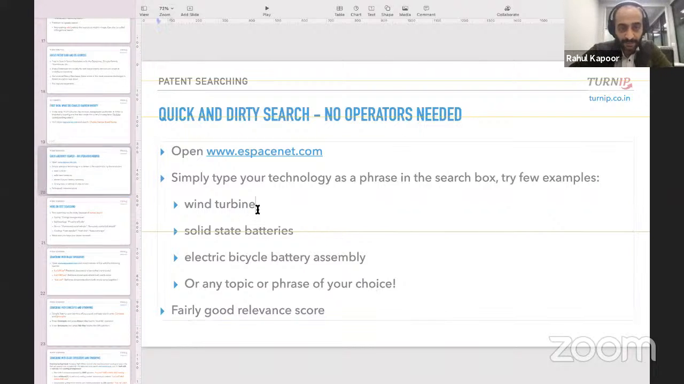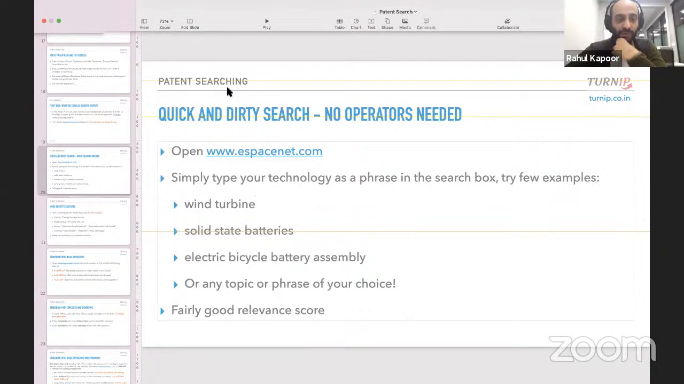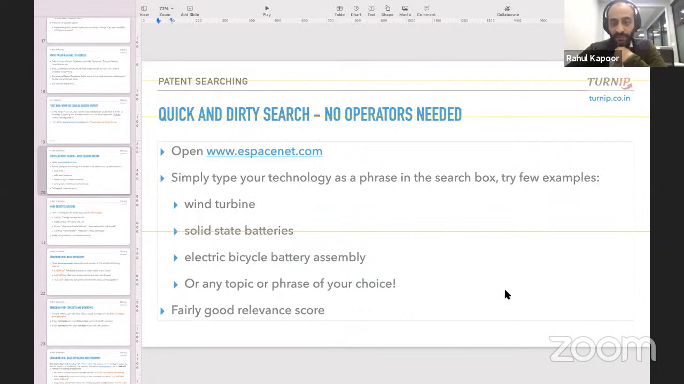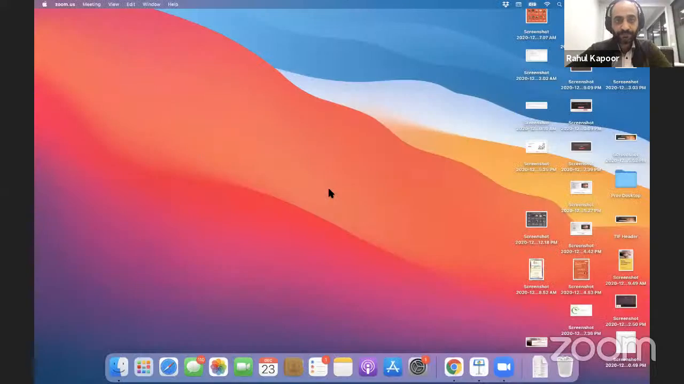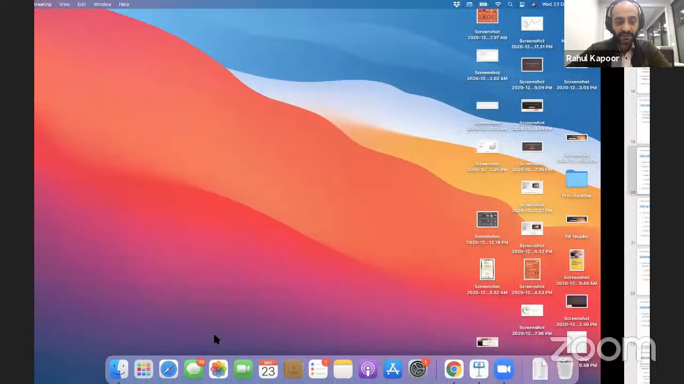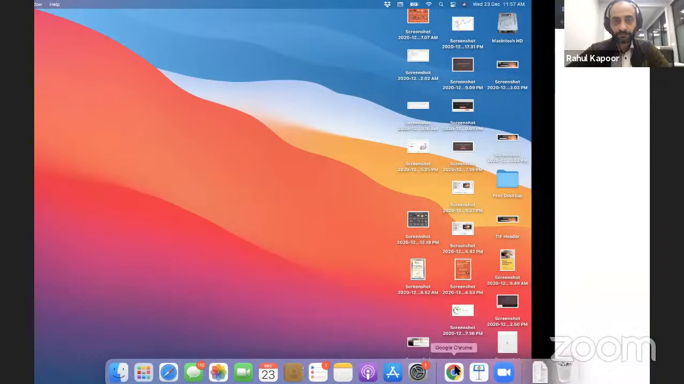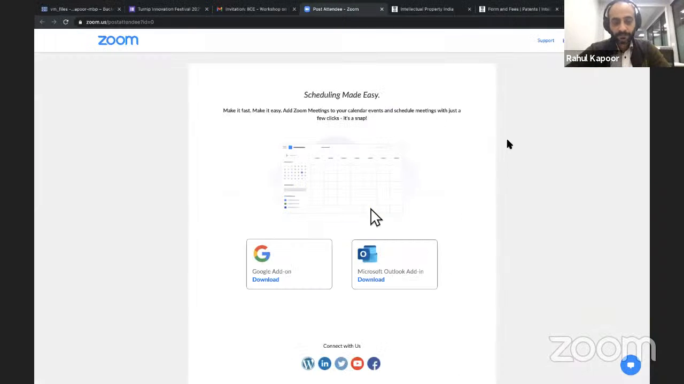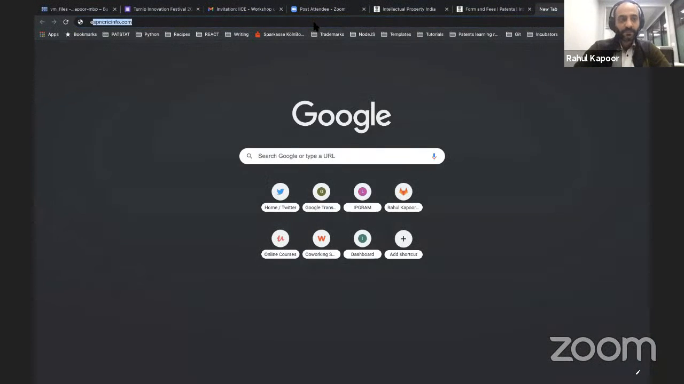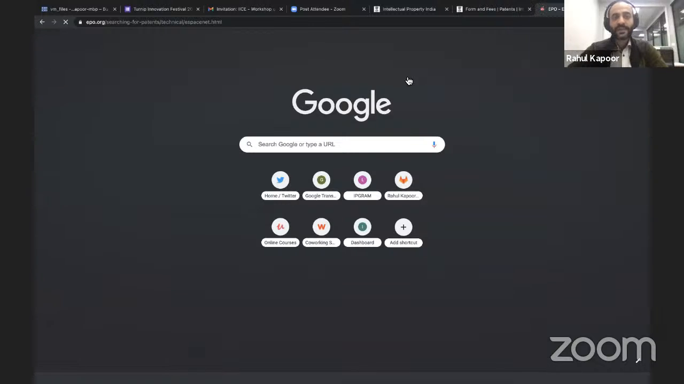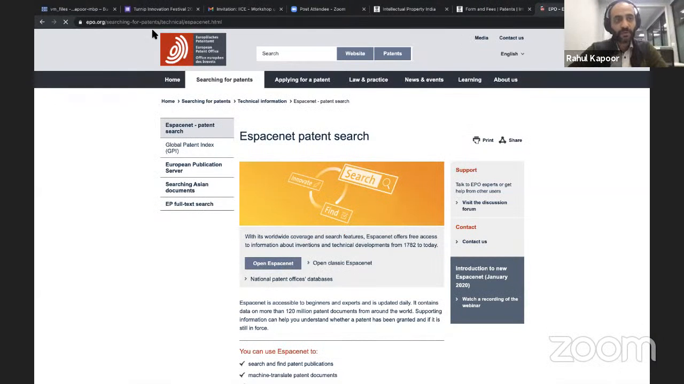So I'll give you an example of how this quick and dirty search works. Actually, I'll have to change my sharing settings to desktop, so please bear with me until, yes, now I can share my entire screen. So I will do it with you. Just watch how you can go very precise. Here it is. When you go to espacenet.com, open espacenet.